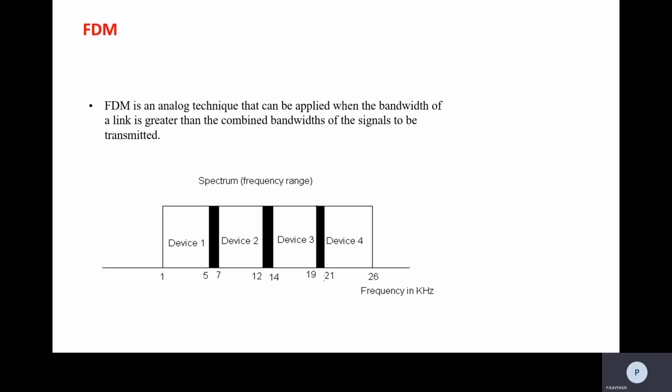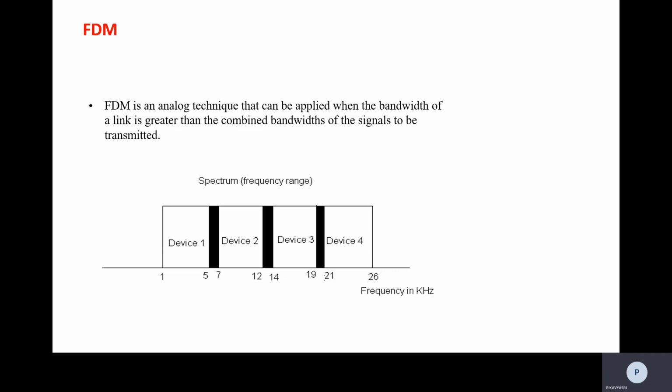So now we will see frequency division multiplexing. It is an analog technique, and it can be applied when the bandwidth of a link is greater than the combined bandwidth of the signals to be transmitted. The name itself says frequency division multiplexing, so the multiplexing takes place by dividing the frequency. Time division multiplexing means the multiplexing takes place by dividing the time into different slots.